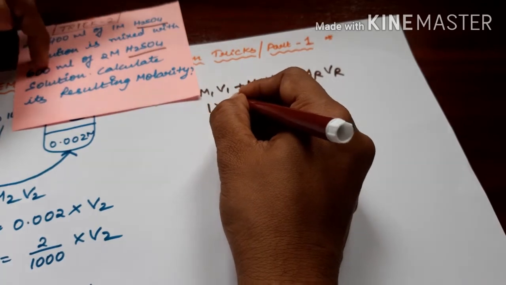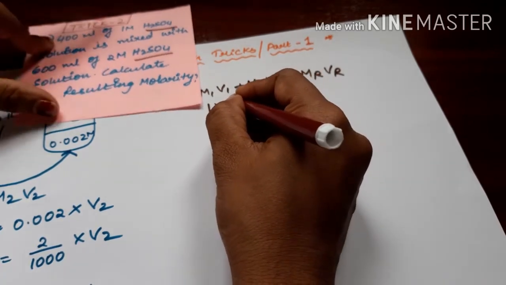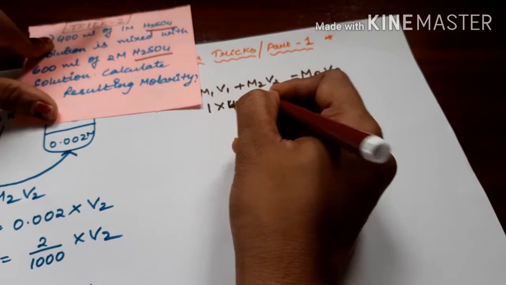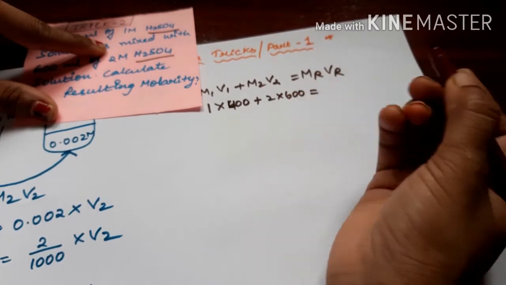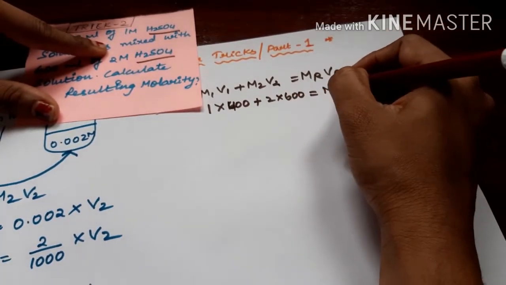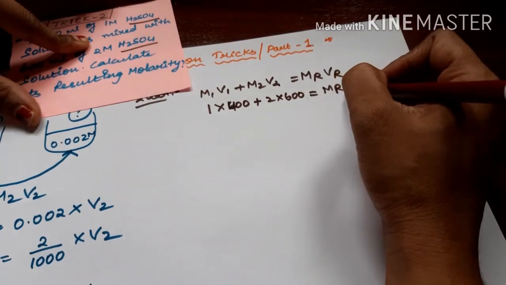V1 is 400 ml, sorry, not 600 ml. M2 is 2 molar. V2 is 600 ml. M1 V1 plus M2 V2 is equal to MR V. The resulting molarity is what we don't know.